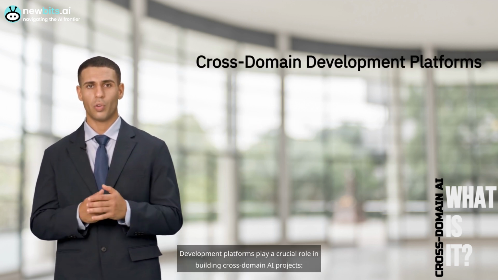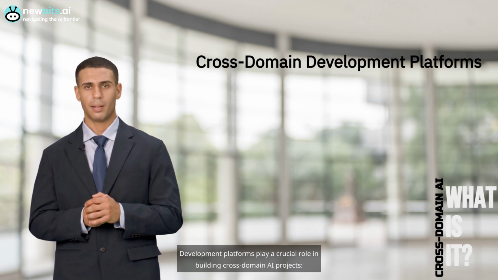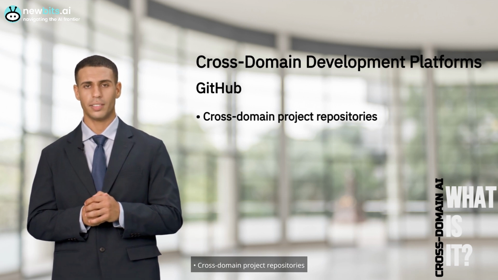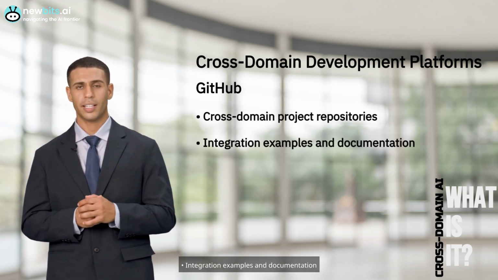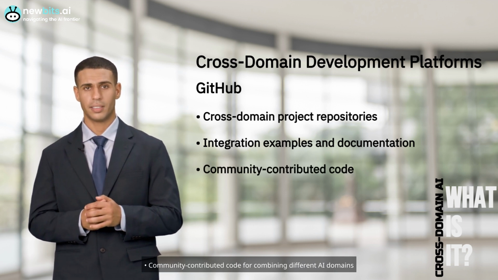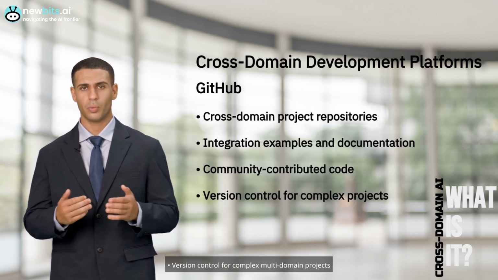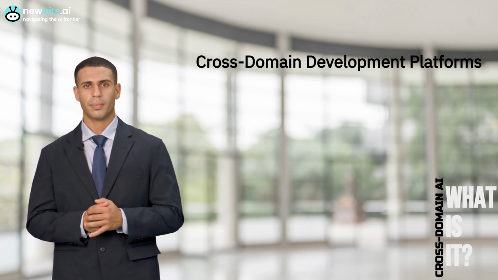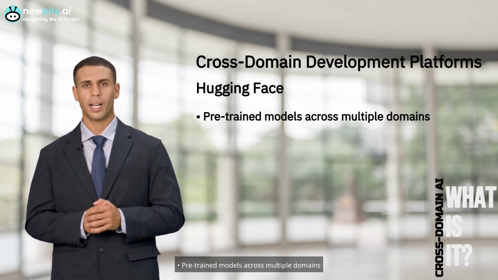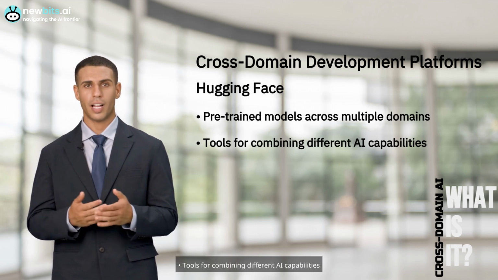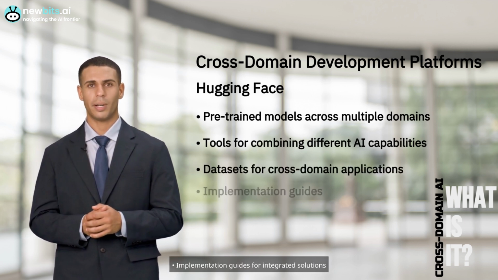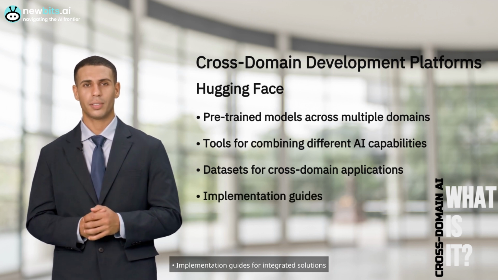Development platforms play a crucial role in building cross-domain AI projects. GitHub provides cross-domain project repositories, integration examples and documentation, community-contributed code for combining different AI domains, and version control for complex multi-domain projects. Hugging Face offers pre-trained models across multiple domains, tools for combining different AI capabilities, datasets for cross-domain applications, and implementation guides for integrated solutions.